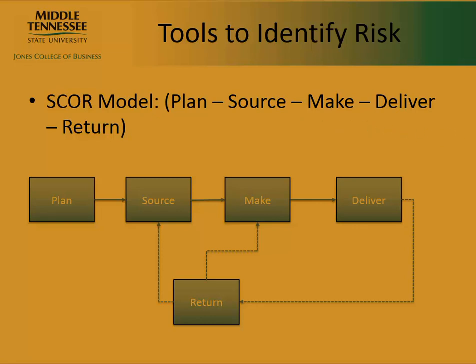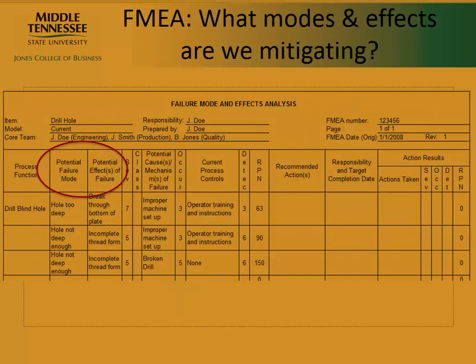Okay, so what does it look like when we actually create a failure modes and effects analysis? We pick out a process function. In this case, it's drill a blind hole, and we look at the potential failure modes. We have two types of failures: one is the hole's too deep, and one is the hole is not deep enough. We have different effects for these failures, and then different potential causes of those particular effects.